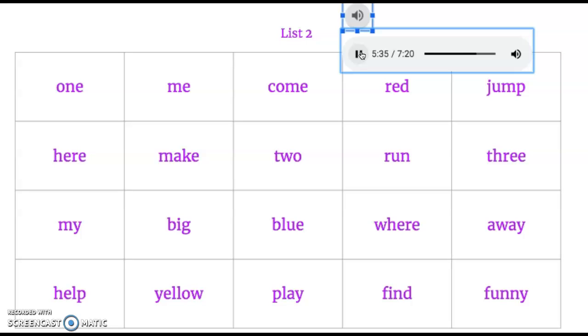Next word is yellow. Yellow. In this word, the Y says y, the E says e, the LL says l, and the OW says o. Y, e, l, o. A sentence we could use is, I saw a beautiful yellow parakeet at the zoo.